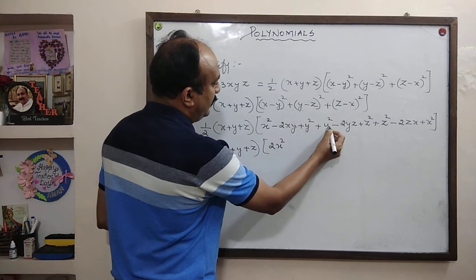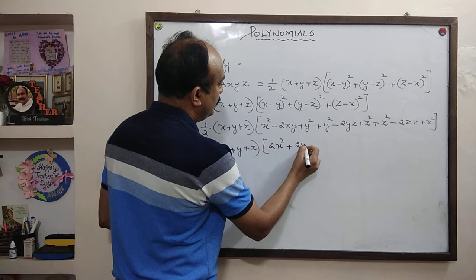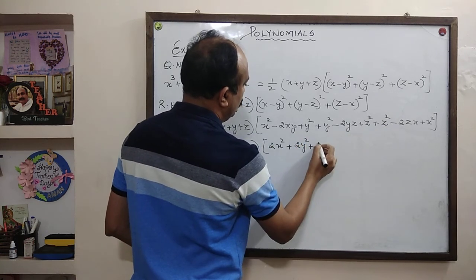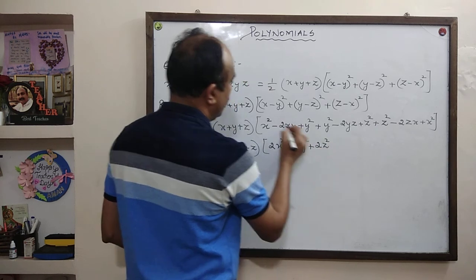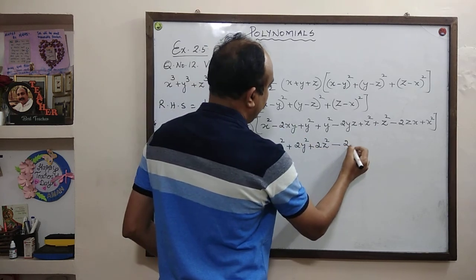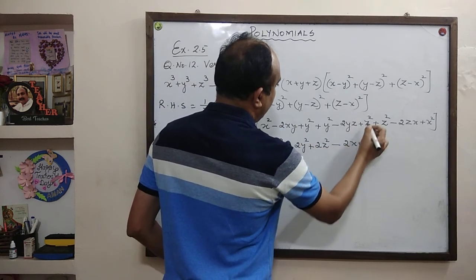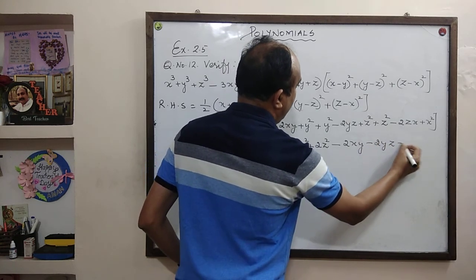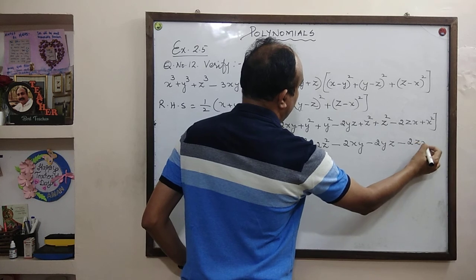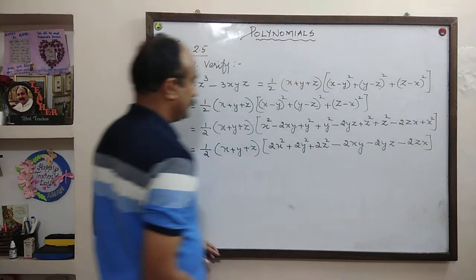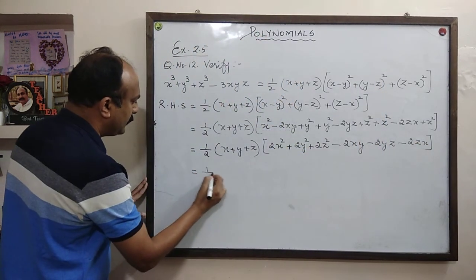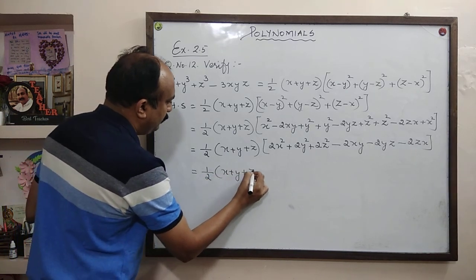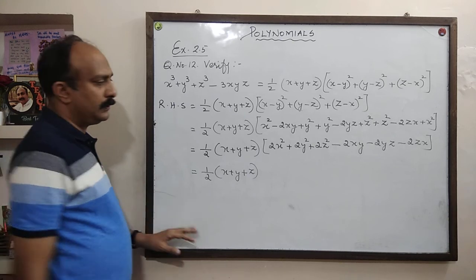y square plus y square, 2y square, z square plus z square, 2z square, minus 2xy, minus 2yz, and minus 2zx is equal to 1 by 2 into x plus y plus z into.